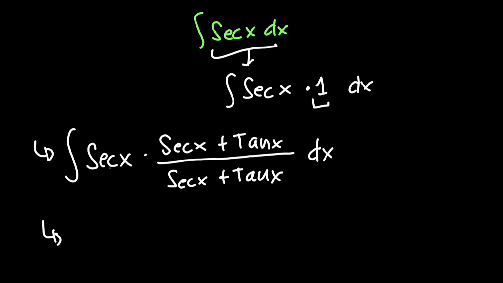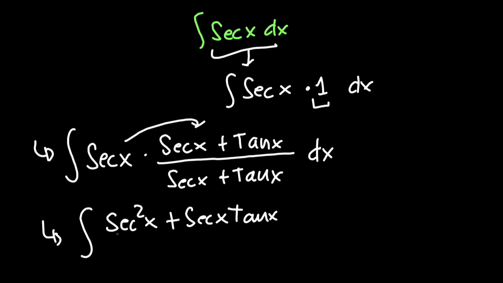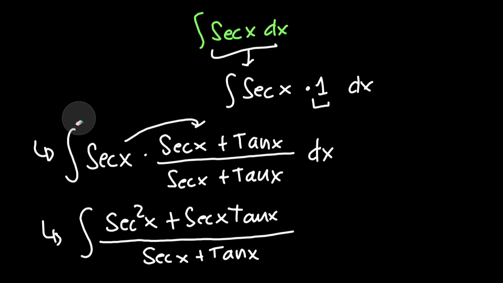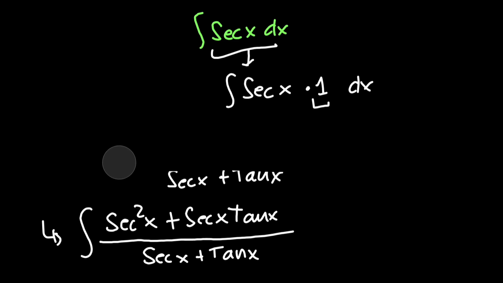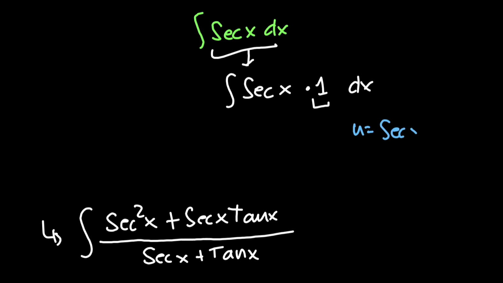And now multiply sec⁴x in the numerator, so you would have the integral of sec²x plus sec⁴x tangent of x over sec⁴x plus tangent of x. The reason you're doing this is because you need to have a u substitution. Substitute the most complicated part, in this case the denominator here. Let u be sec⁴x plus tangent of x.